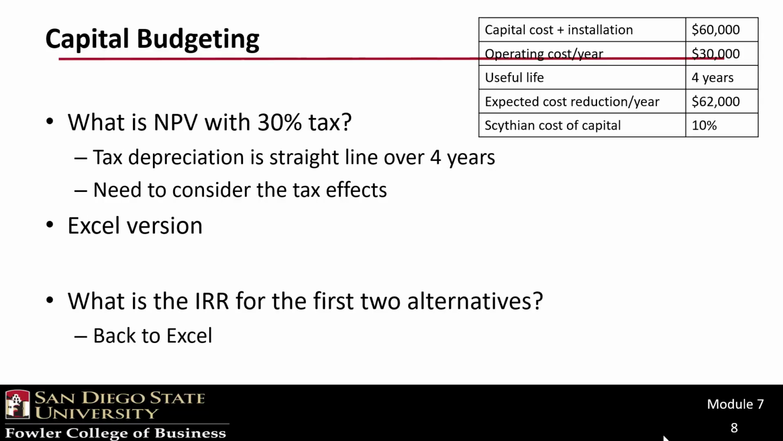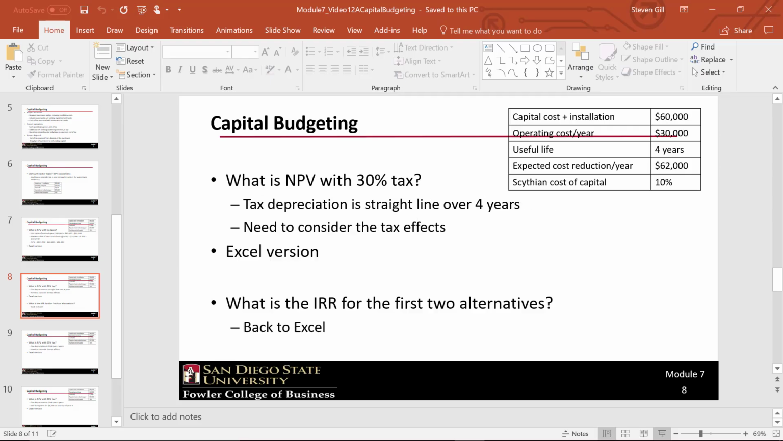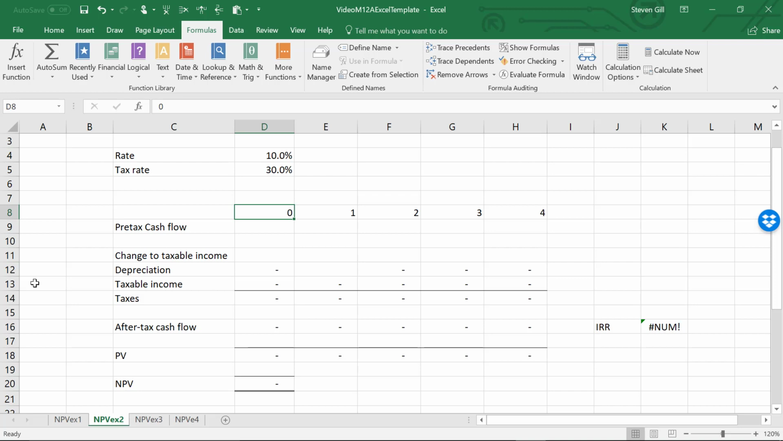All right, here's our next iteration. So what is the net present value now if we include 30% tax? Okay, so once we invoke tax, we need to consider something that we didn't in the first scenario, which is tax depreciation. So we're going to try to make this easy, and we're just going to say tax depreciation is straight line over 4 years. And so now we need to consider the tax effects in this particular scenario. So let's go back to Excel. Okay, so here we are in Excel, and we are getting prepared to process the same cash flows we did before.